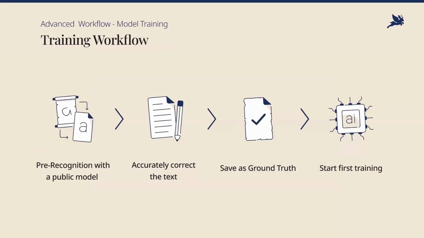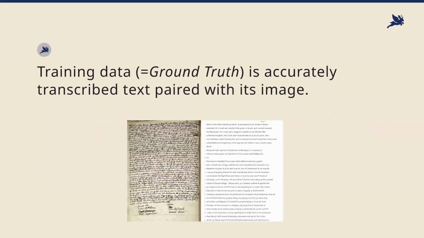So for the training workflow, we recommend to first use a public model for pre-recognition. This will save you time because you don't need to manually transcribe it. You just need to accurately correct the text, and you can do that in the editor. Then save these pages as ground truth, and they will be the basis for your first training. Transcribed text paired with their images.